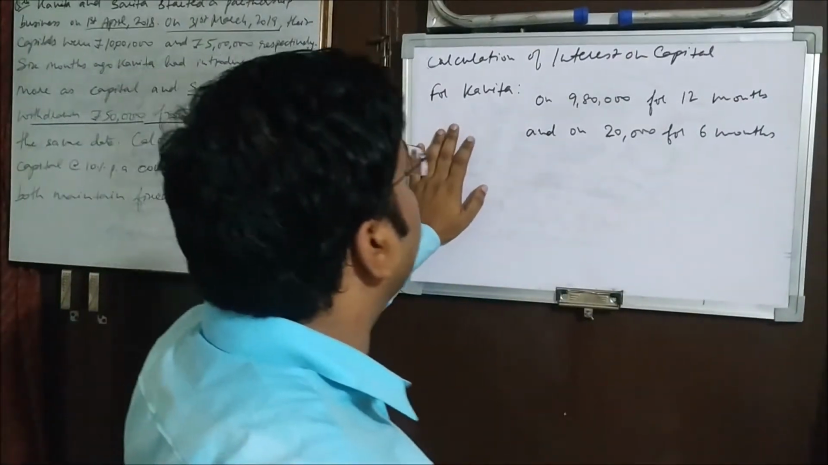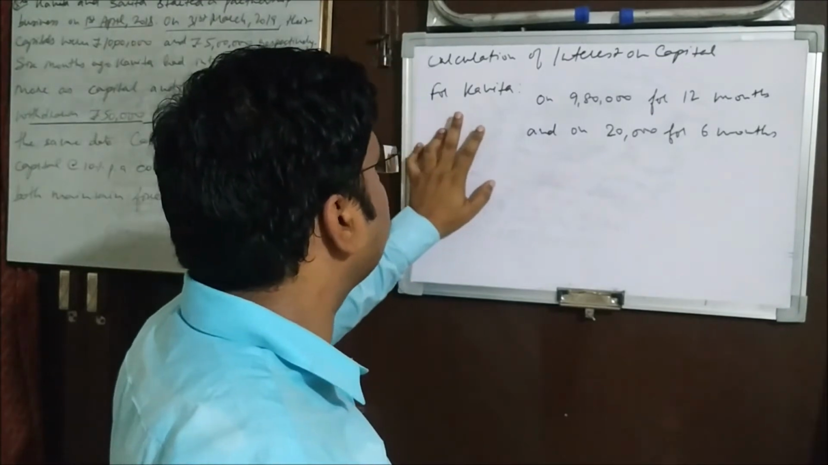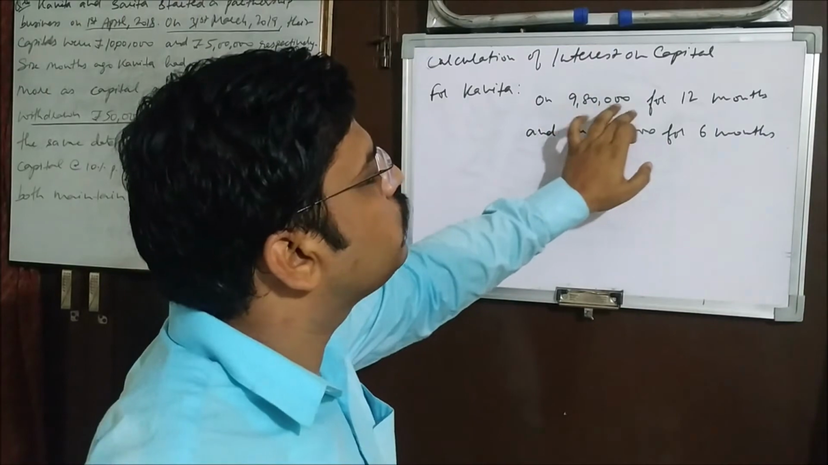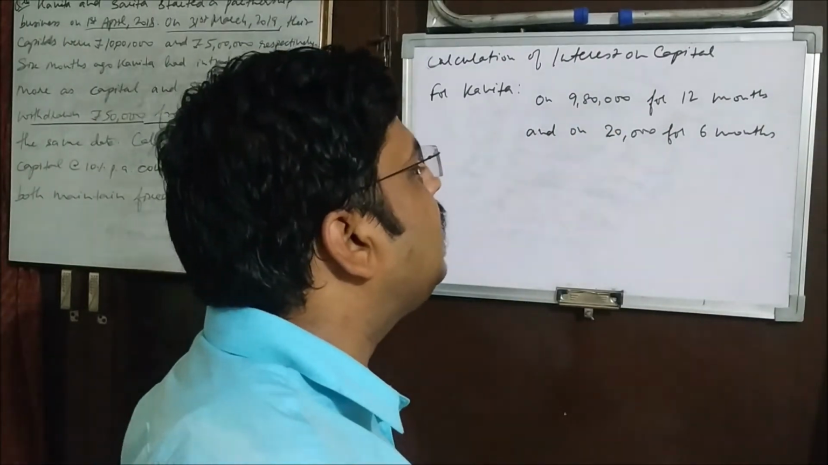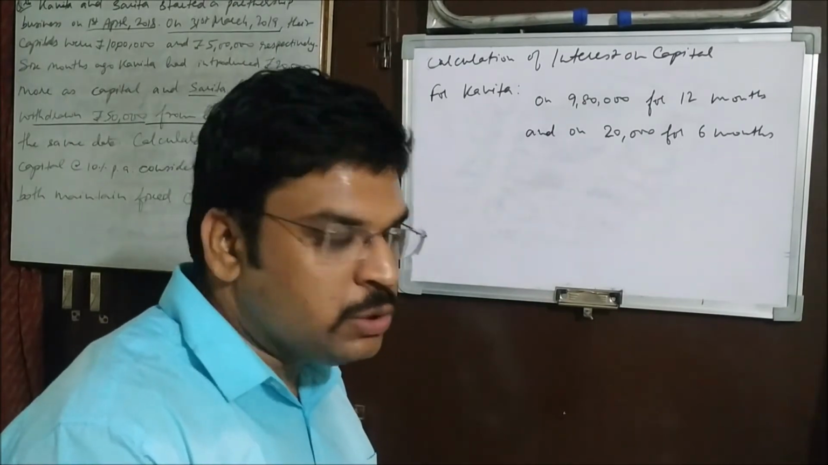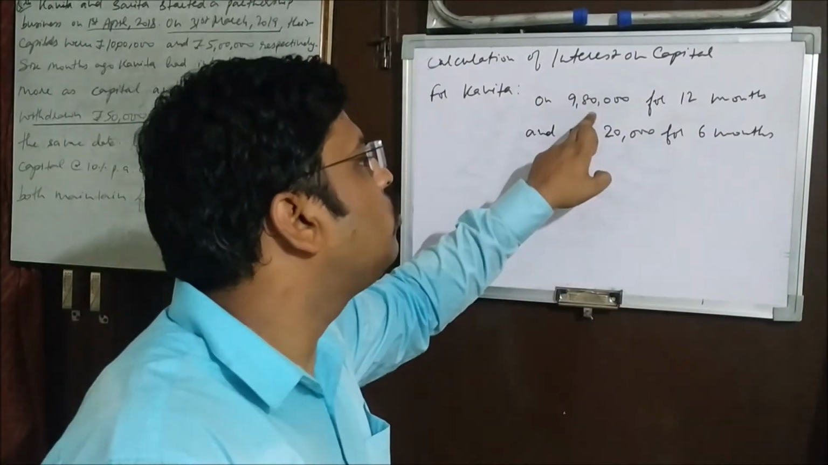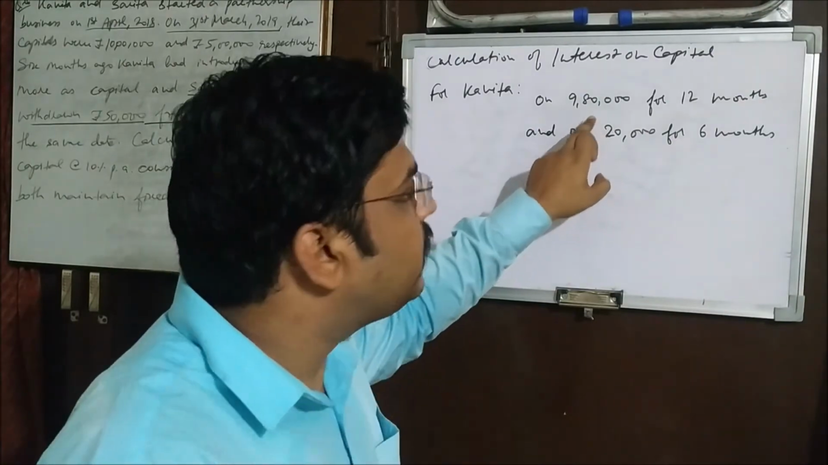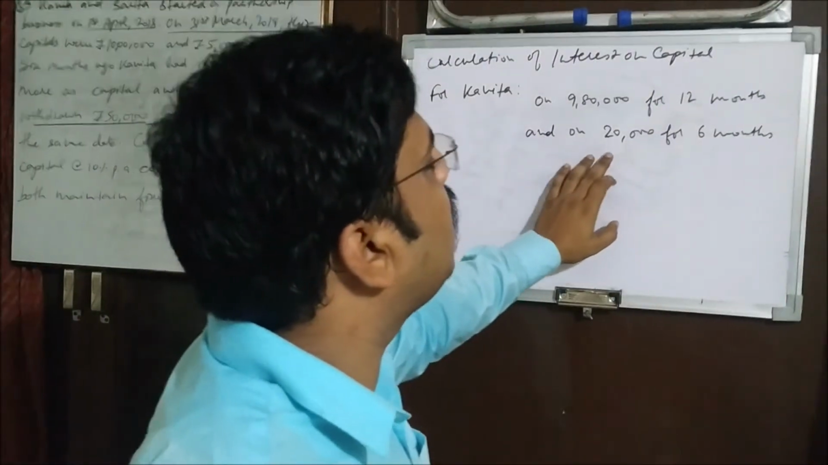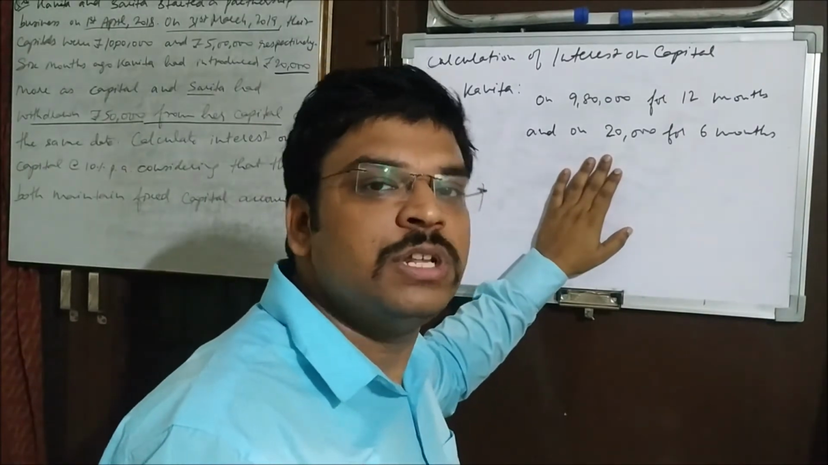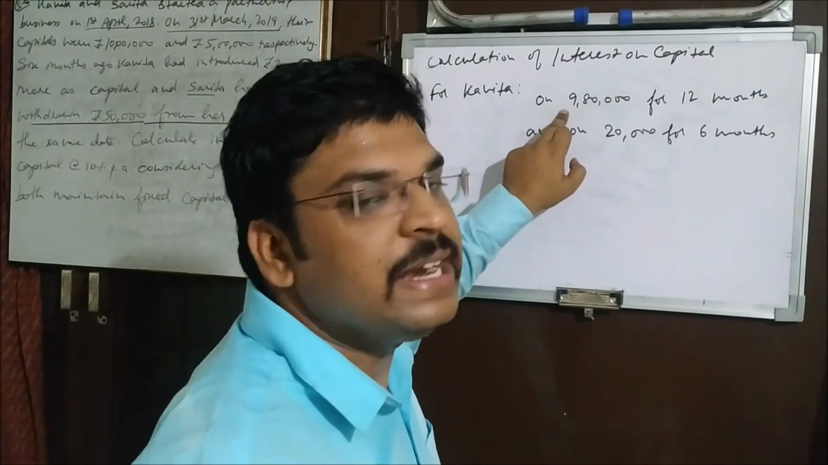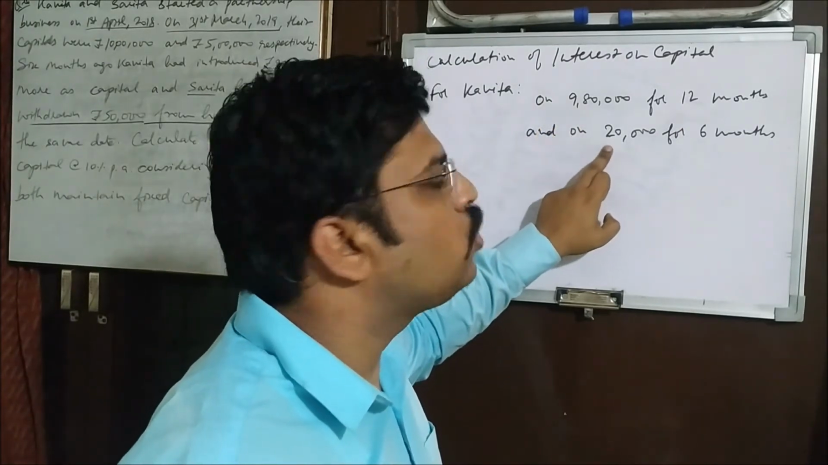See, when we are going to calculate interest on capital for Kavita, on 9,80,000 we'll calculate interest for 12 months because that amount remains in the business for the entire year. Okay, so she is going to get interest on this amount for the entire year, and she added 20,000 6 months ago, meaning this 20,000 remained in the business only for 6 months. So she'll get 12 months interest on 9,80,000 and 6 months interest on 20,000.